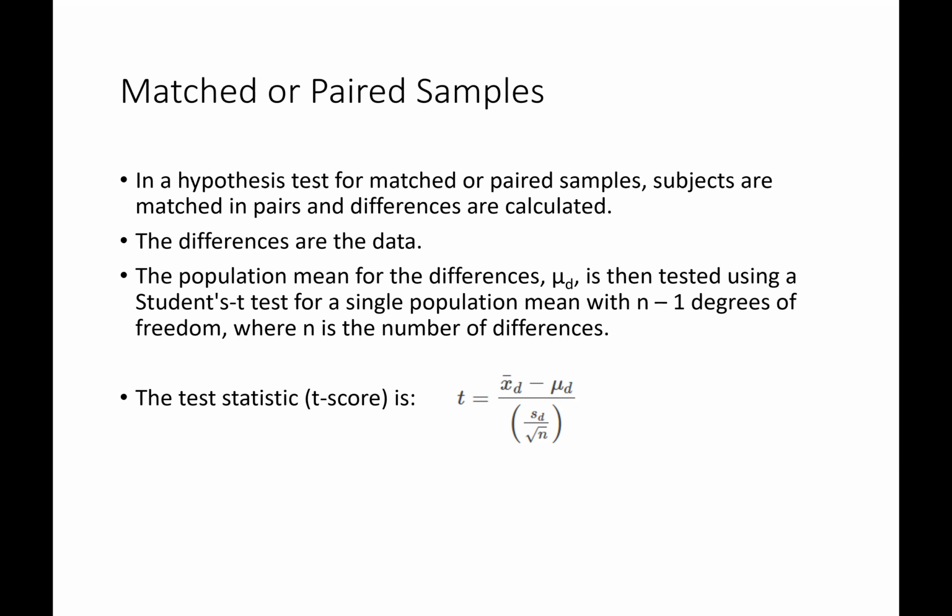The population mean for the differences, U sub D, is then tested using a student's t for a single population mean with n minus 1 degrees of freedom, where n is the number of differences. So the test statistic, the t-score, is found by the mean of the differences minus the population mean of the differences, divided by the standard deviation of the differences divided by the square root of n, the sample size.